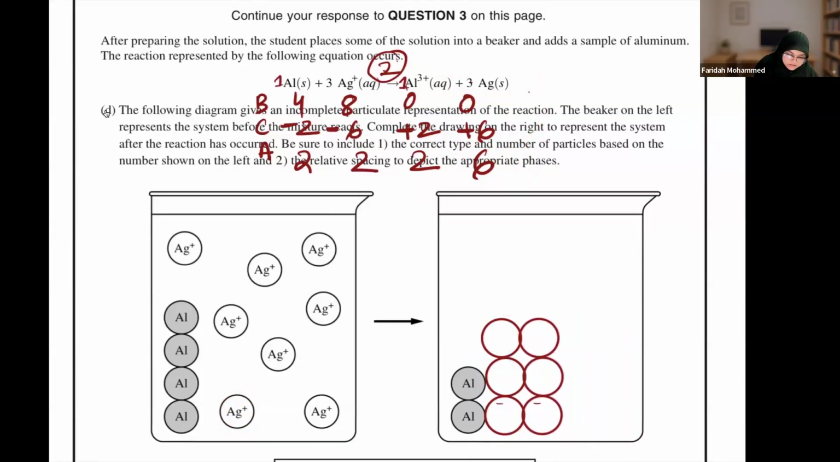Okay, and then this is Ag plus. And then the remaining is going to be the what? The ion is going to be in the solution, right? So you're gonna have 2 of Ag plus. And what? 2 of aluminum 3 plus.